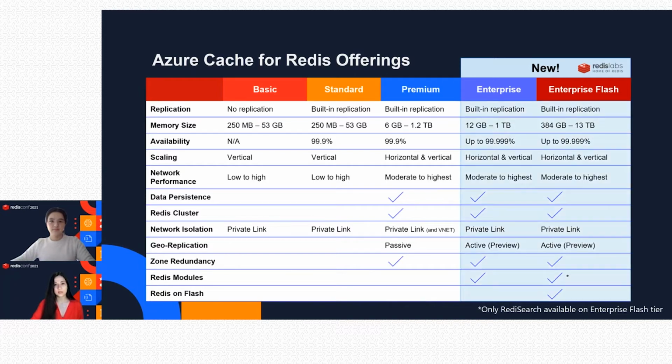We also just announced the general availability of 2 new tiers in partnership with Redis Labs. That is the Enterprise and Enterprise Flash tiers. And these 2 tiers have all the goodness that Premium comes with, plus a couple more features. Those features are active georeplication, which unlocks up to 5.9s availability, which is in preview. And then we also have the Redis modules on the Enterprise tier. Those Redis modules are Redis Search, Redis Bloom, and Redis Time Series. And then Enterprise Flash runs on Redis on Flash.